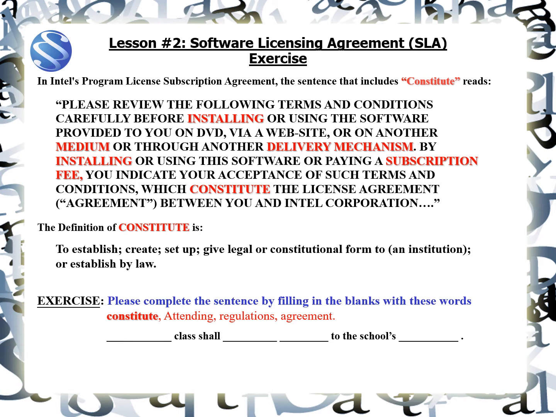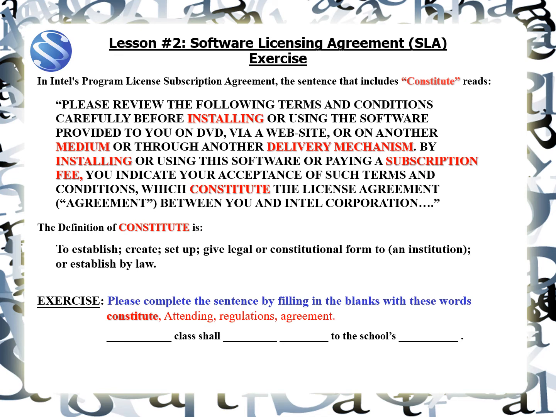In Intel's Program License Subscription Agreement, the sentence that includes constitute reads, "Please review the following terms and conditions carefully before installing or using the software provided to you on DVD, via a website, or on another medium or through another delivery mechanism. By installing or using this software or paying a subscription fee, you indicate your acceptance of such terms and conditions which constitute the license agreement between you and Intel Corporation." The definition of constitute is to establish, create, set up, give legal or constitutional form to an institution, similar to the 13 states setting up the U.S. federal government with a constitution, or established by law.